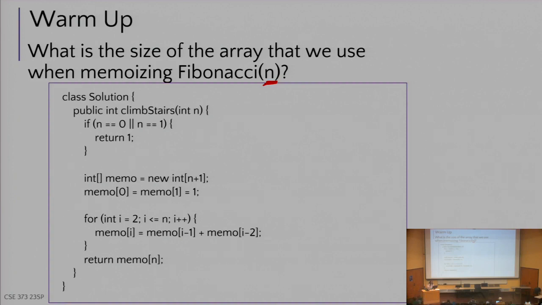Okay, it seems a little quiet, so I feel like people have gotten their answers. Does anyone want to be a brave volunteer and tell me what they thought the size of memo should be?